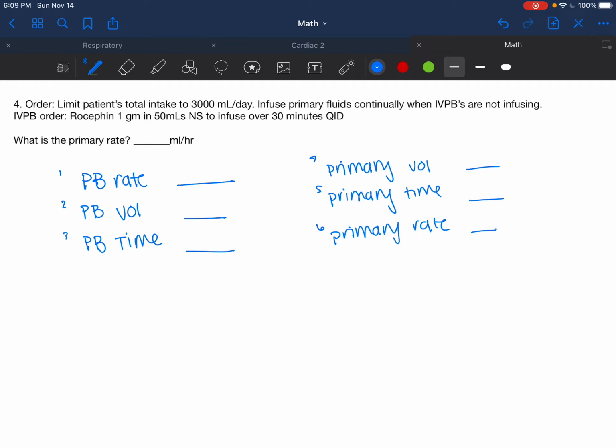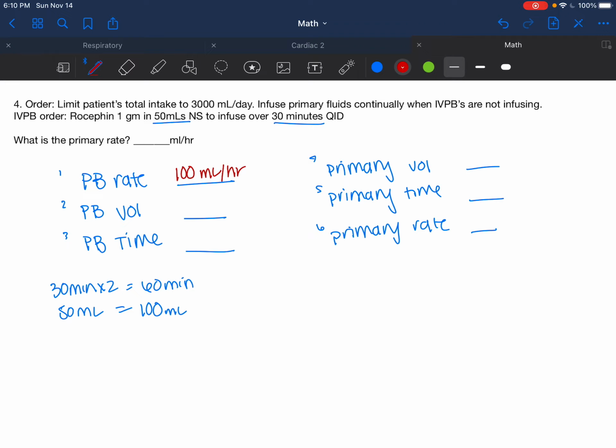So first is the piggyback rate. It tells us that they are going to be infusing their piggyback 50 mils over 30 minutes. If you just do quick math in your head, that's 100 mils an hour. You just multiply 30 minutes by 2 to get 60 minutes, so then you just multiply 50 mils by 2. So our piggyback rate is going to be 100 mils an hour.